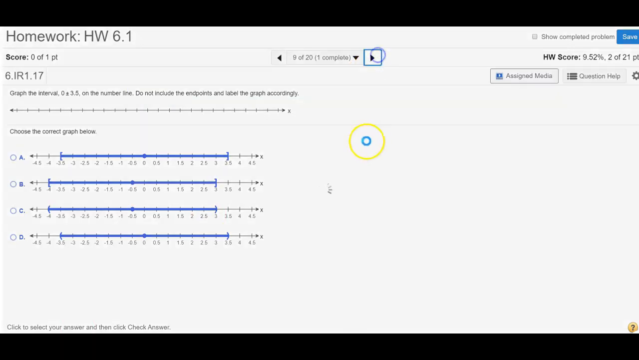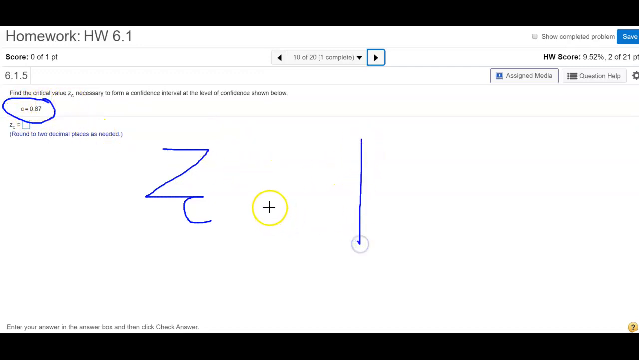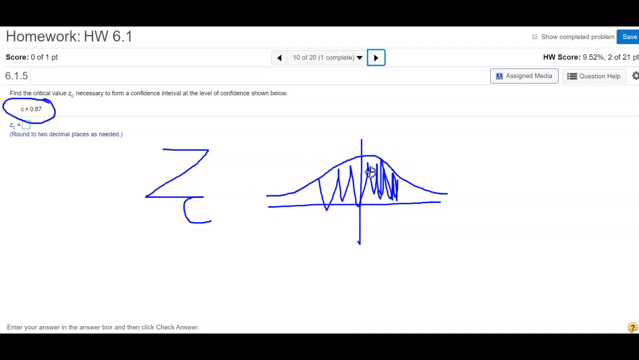All right, so problem number 10. Before I start this problem, I want you all to take a pen and paper and start writing down the steps. Here, they're asking us to find the critical value, which is your Zc. They have given you the confidence interval, which is 87. What does that mean? You're 87% confident. Remember, percent and area under the curve are all the same, so the area under the curve is 0.87.